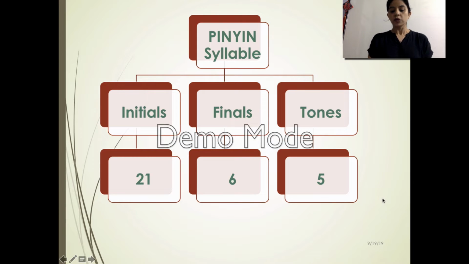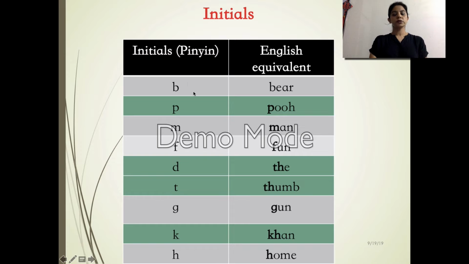Okay. So now, as I mentioned in the previous class, initials are consonants of English alphabets. Finals are vowels, and we have a special vowel here. And tones are the tone marks which we have to put on the words of pinyin syllable. So as you see here, I have written all the initials, or you can say consonants of English letters, or of English alphabets.